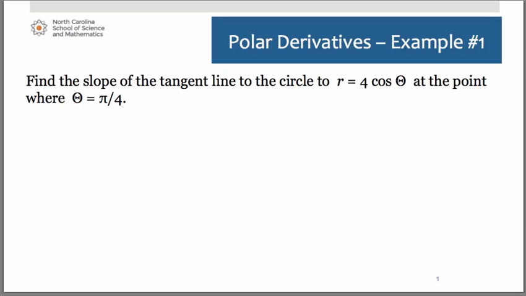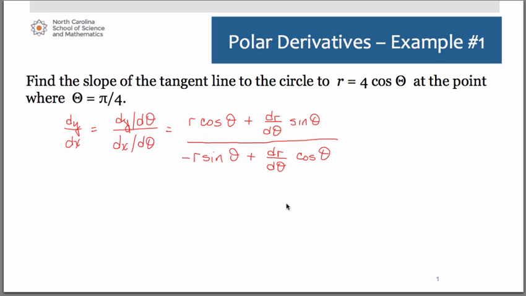Let's take a look at the first of our examples of how to find the first derivative of a polar curve. Here we want to find the slope of the tangent line to the circle given by the polar equation r equals 4 cosine theta at the point where theta is equal to pi over 4. Recall how our derivative formula for the first derivative of a polar curve goes.